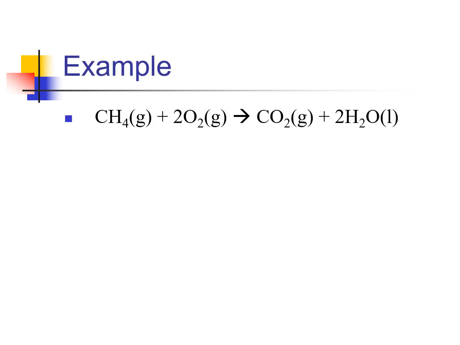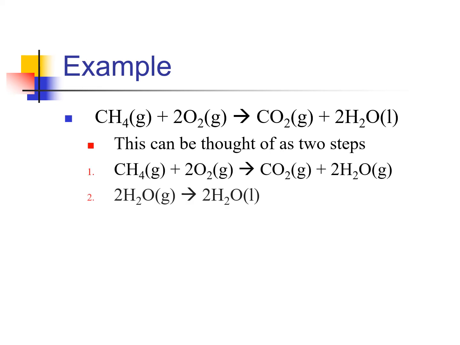For example, as a note, by the way, in Hess's law, you would be provided with the steps. You do not have to make them yourself. So let's say this is our overall reaction, and it's thought of as two steps. Step 1, step 2. So the first step, we're reacting methane with oxygen. We're forming carbon dioxide and water gas. Then the second reaction, we're turning the water gas into liquid water.